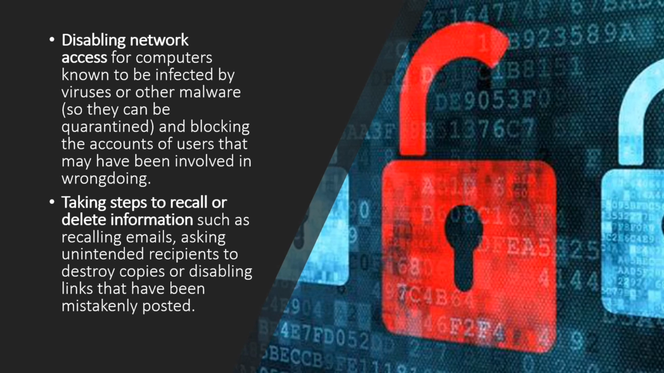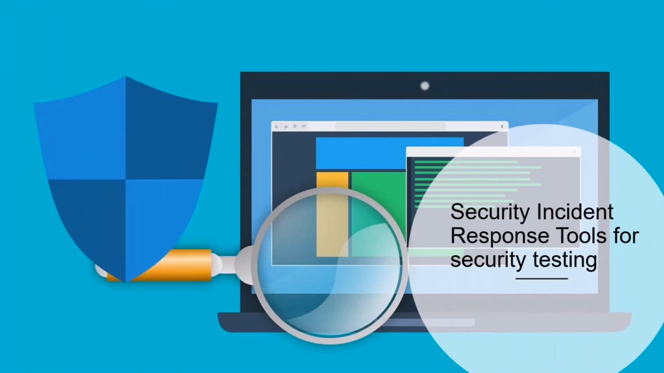Alright, third, disabling network access for computers known to be infected by viruses or other malware so they can be quarantined, and blocking the accounts of users that may have been involved in wrongdoing. Lastly, taking steps to recall or delete information, such as recalling emails, asking unintended recipients to destroy copies, or disabling links that have been mistakenly posted. Alright, next is security incident response tools for security testing.